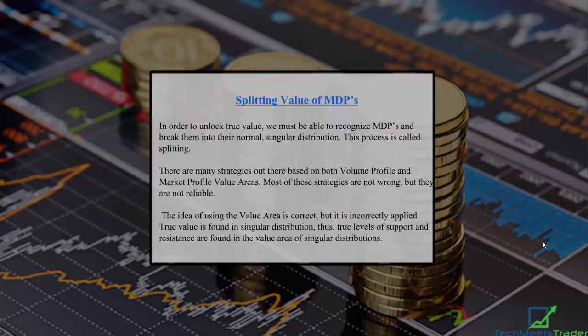There are many strategies out there based on both volume profile and market profile value areas. Most of these strategies are not wrong, but they are not reliable and very inefficient. The idea of using the value area is correct, but it is incorrectly applied. True value is found in singular distribution, thus true levels of support and resistance are found in the value area of singular distributions. For example, here we have a multiple distribution profile and a split multiple distribution profile.